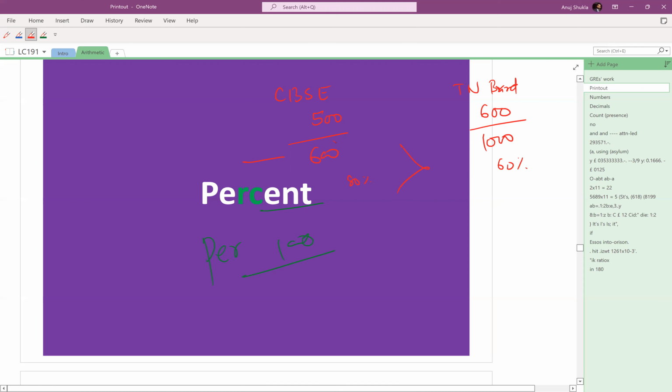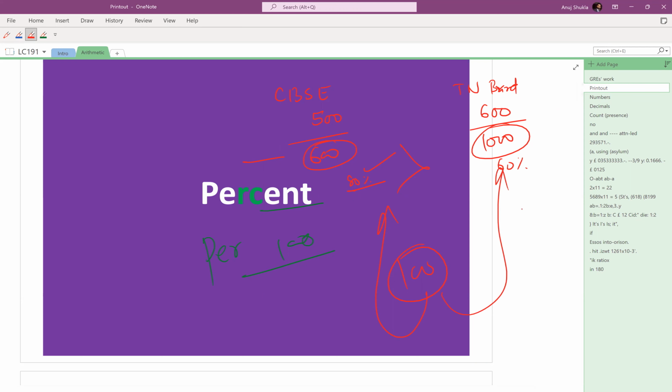So here the total is different, here the total is different. So what I have done, 80% here means I don't care out of 600 how much you have scored. I don't care. What I care is out of 100 how much you have scored. Out of 100 he has scored 80. Out of 100 he has scored 60. That is the true motive of percentages, to create an equal battlefield for everyone, an equal weighing scale. Okay.